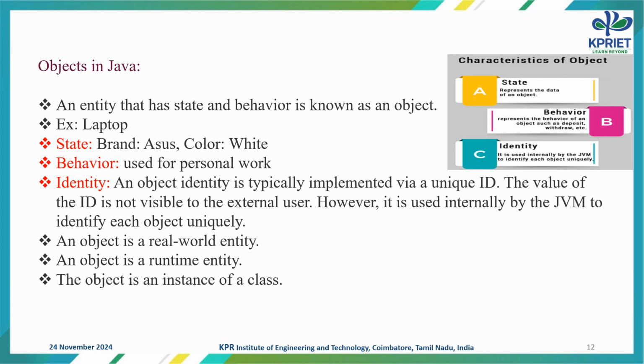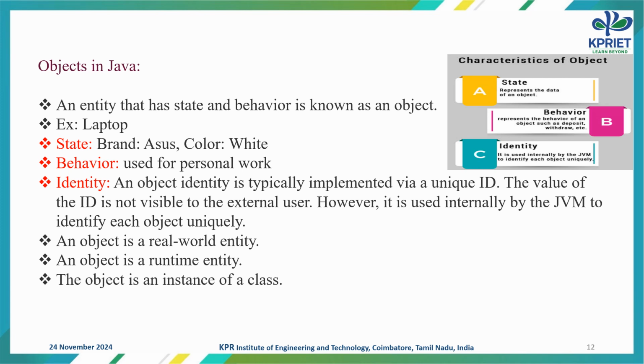So whatever object we are taking, it must have some states and it must have some behavior, right? For example, if I am taking my laptop, what is the state of this laptop? The brand of the laptop: Asus, HP, Dell. And what is the color of the laptop? These all come under state. And what is the behavior? For what purpose am I going to use this laptop, for office work or personal work? That comes under behavior.